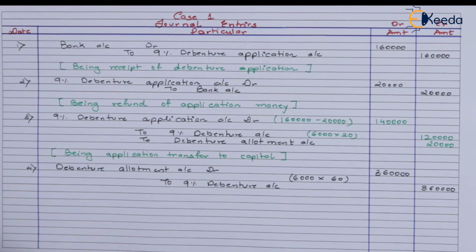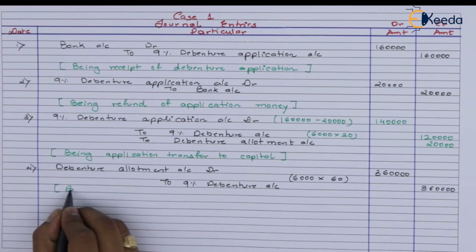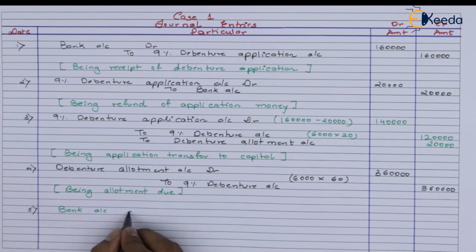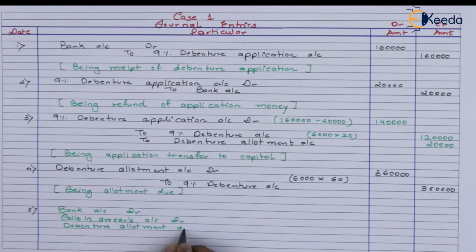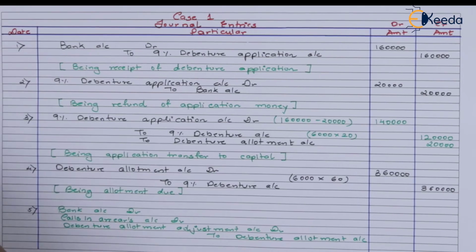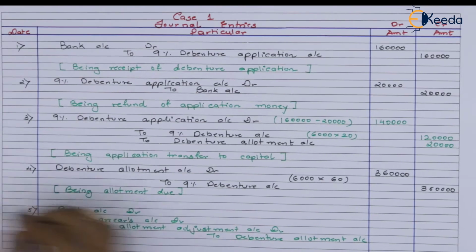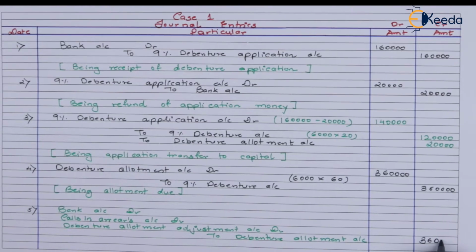Now, the next entry will clarify how much amount we're supposed to receive here, because there will be certain call scenarios and certain adjustment amounts to be made here. So the total amount that we are expecting out of allotment is 3,60,000, as described earlier in the previous entry. Out of the 3,60,000, 20,000 we have already received in advance. Hence, that will be mentioned under the debit side, the debenture allotment adjustment account.